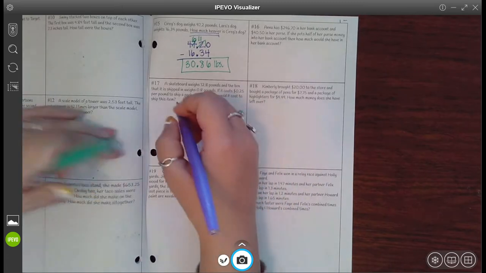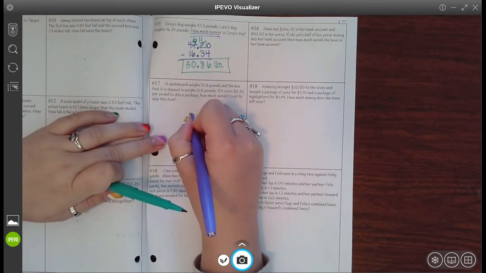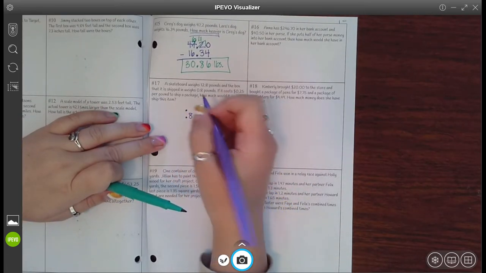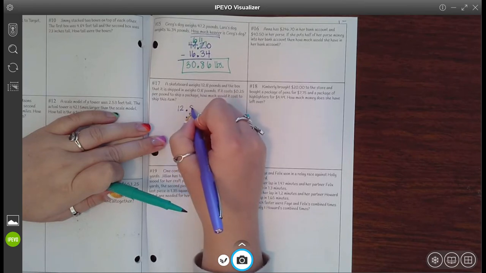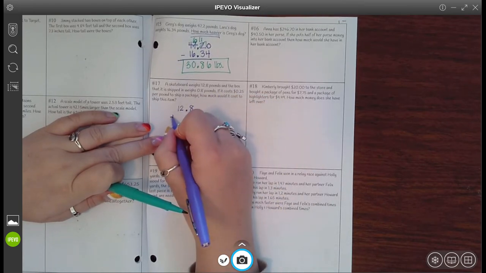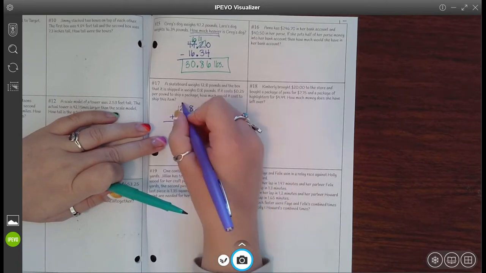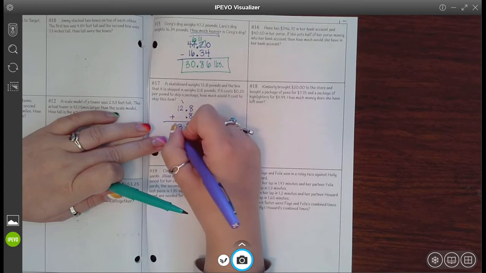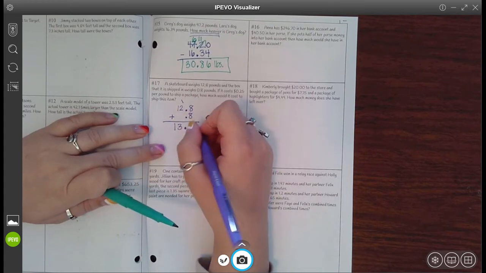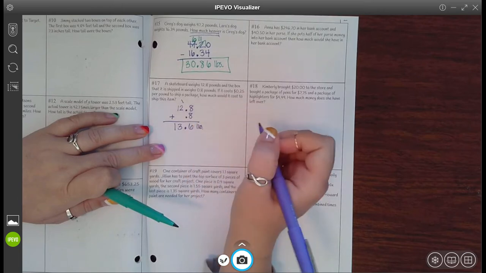So the box is only 0.8 pounds, right? But the skateboard itself is 12.8. So I want to find the total amount that it needs to be shipped, and that gets 6. Bring down your decimal. 2 and 1 make 3, and bring down that 1. So it's a total of 13.6 pounds that needs to be shipped.